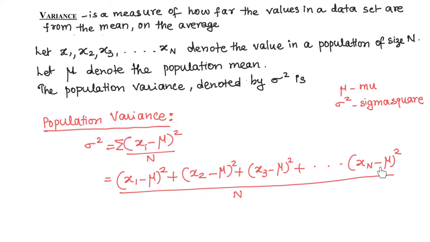Why we are squaring here is, this is the difference, right, x minus mu, that is the deviation. So this can be positive or negative. So when you add everything, the negative and positive values will cancel. That's why we are squaring that. The average of the squared deviation is the population variance. The population variance will never be negative. It will be equal to 0 if all the values in the population are the same. Otherwise, the population variance will be positive.